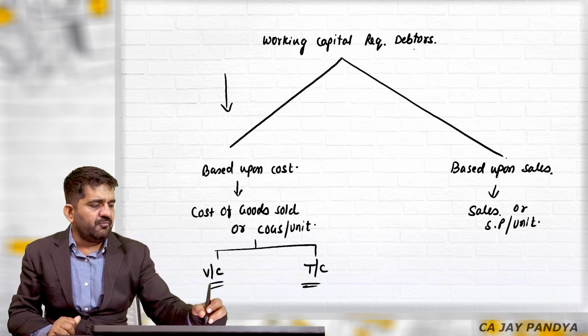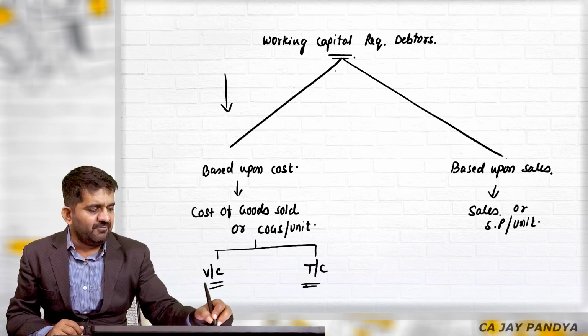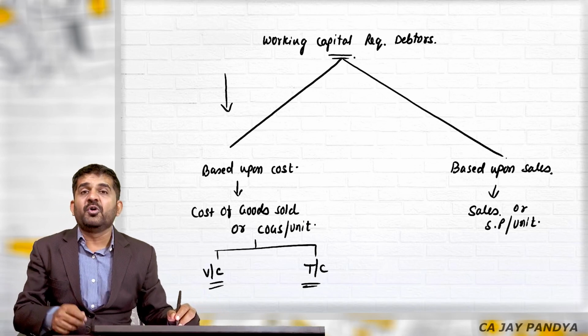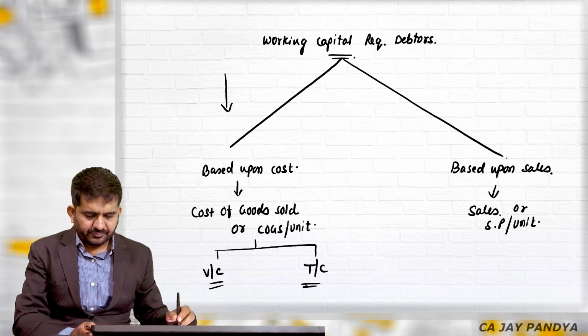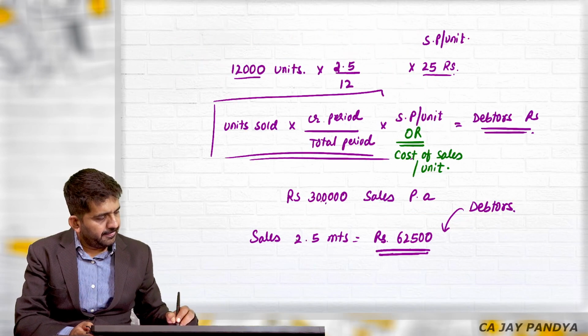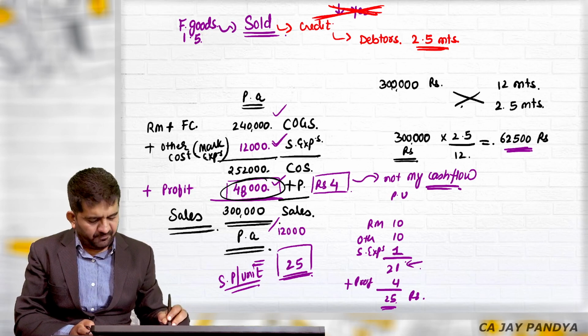When we'll be doing working capital management, debtors management, at that time we are going to do it in detail. But right now, understand, I'm just giving you an overview of how to find out working capital requirement. So our working capital requirement is 62,500 and it is for 2.5 months.